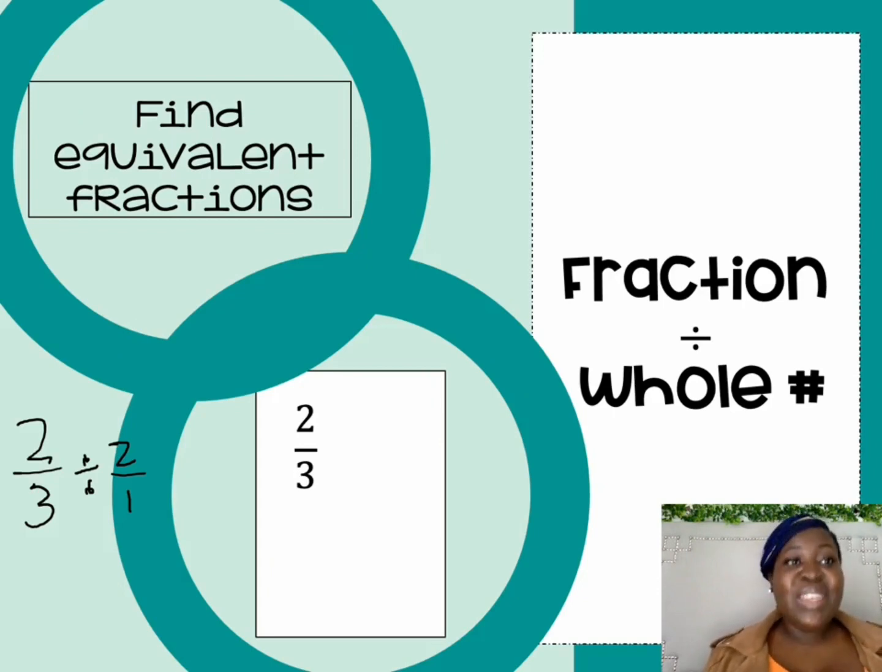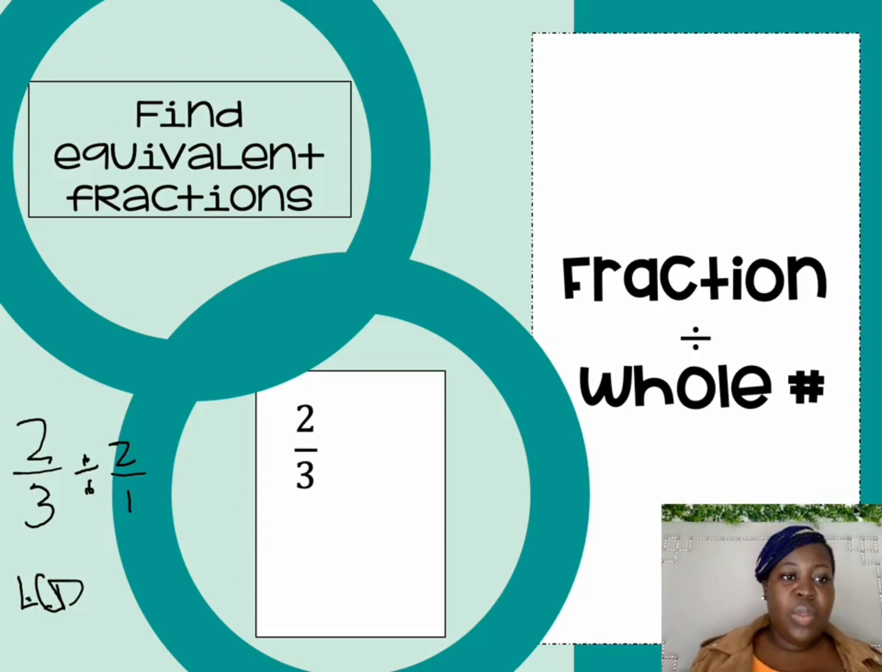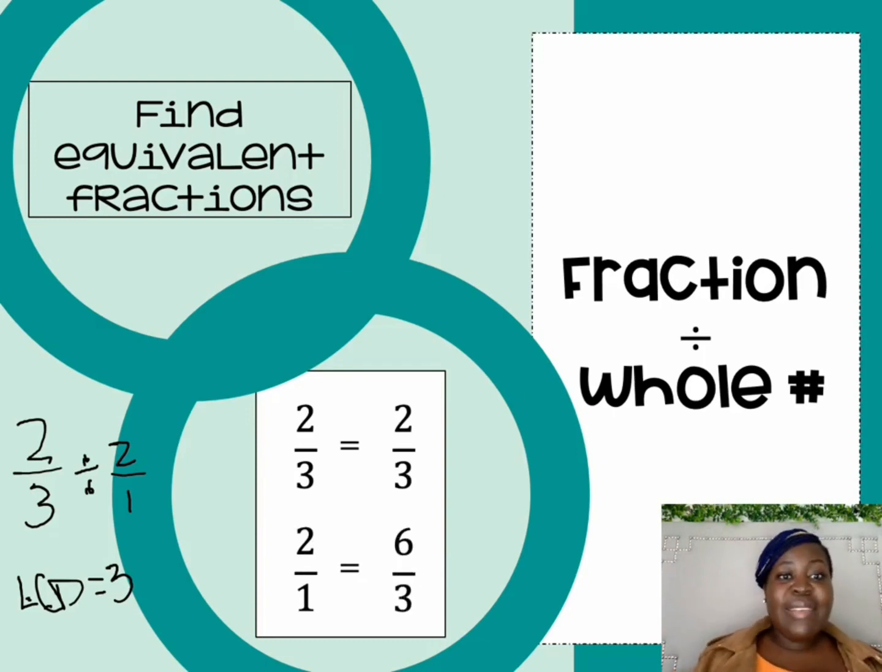Guess what? We can use the same strategy that we've been using for addition and for subtraction. We can use that same strategy. Don't get confused. And we know that our LCD is equal to 3. So let's see. 2/3 is how many thirds? It's the same thing as 2/3. And 2 over 1 is how many thirds? 2 over 1 is equal to 6/3.